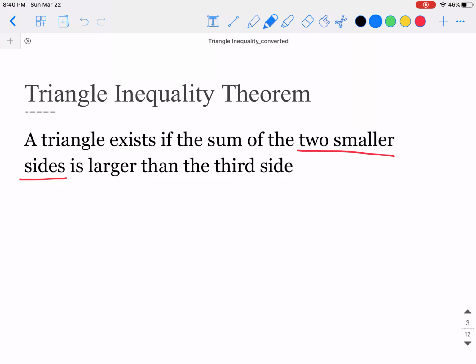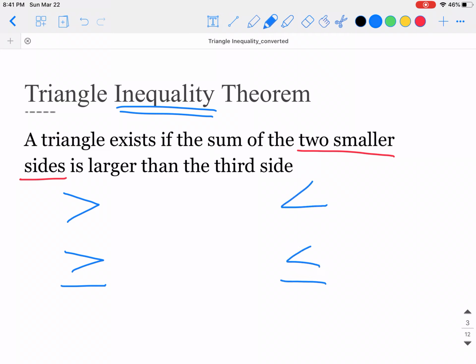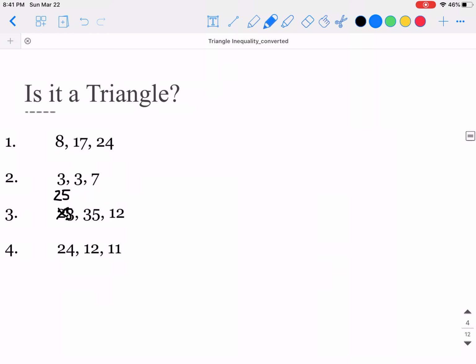And remember, a little review, inequality symbols. We have four inequality symbols. Greater than looks like this. Greater than or equal to has the line beneath. Less than looks like this, and less than or equal to. Those are our four inequality signs. The only one that we're going to be using today is greater than, because that's the one that matches up with our theorem.